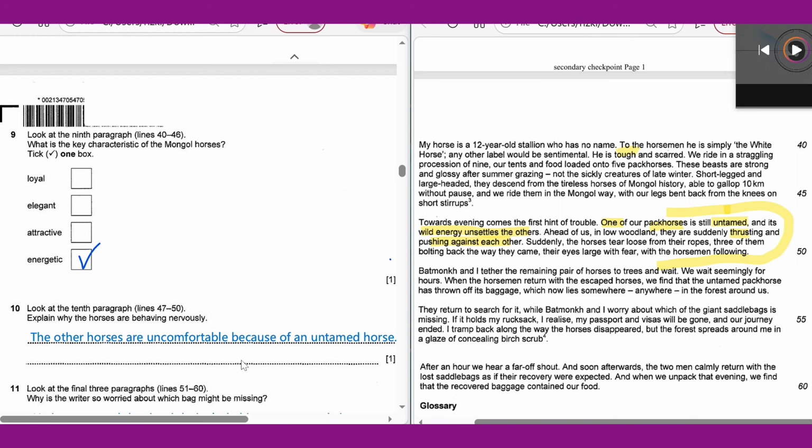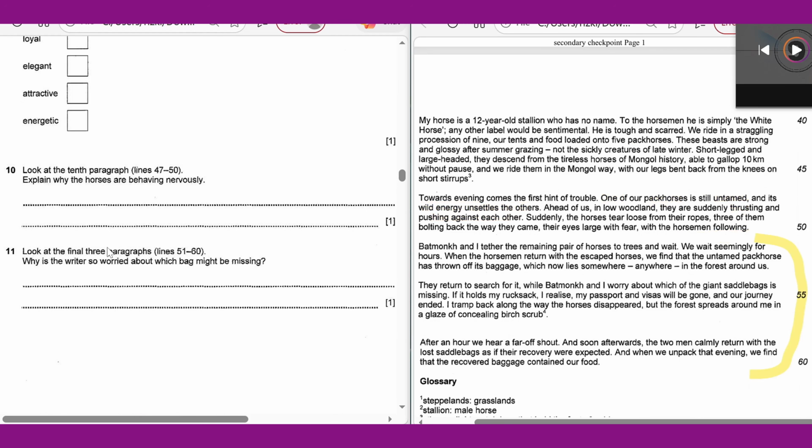Let's move on. Okay, guys, question 11, look at the final 3 paragraphs, lines 51 till 70. It is in the yellow section. Why is the writer so worried about which bag might be missing? Okay, time's given.